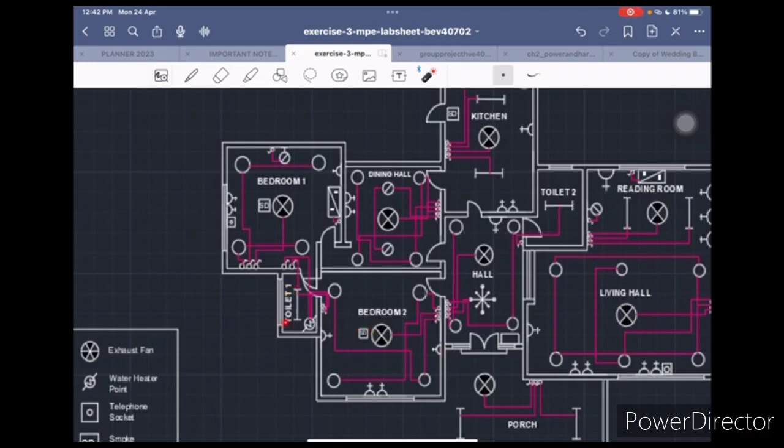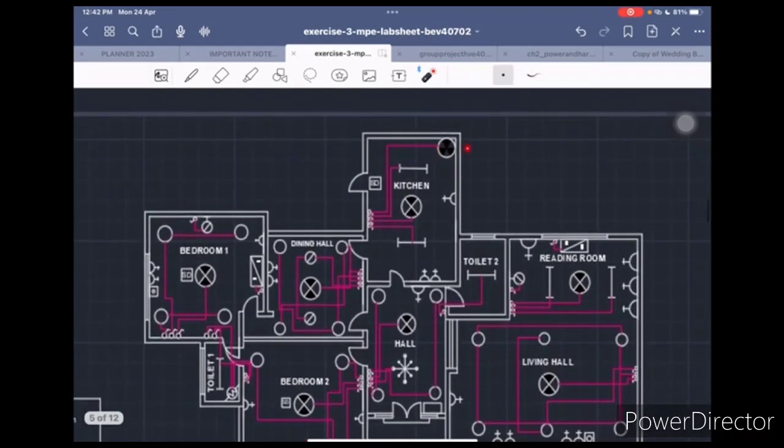In toilet 1, we have fluorescent lamp and the water heater. In the dining room, we have 4 filament lamps, and then two globe lamps, ceiling fan, and we are using 30 ampere socket outlet. For the kitchen, we have the fans, and then smoke detector, ceiling fan, and we are using the fluorescent lamp and 30 ampere socket outlet.